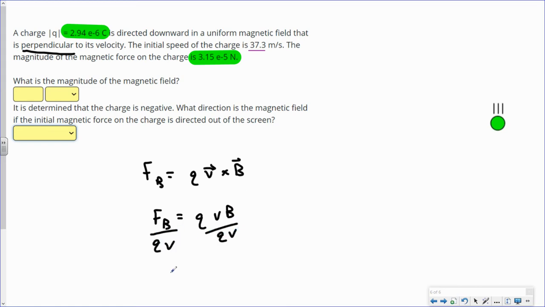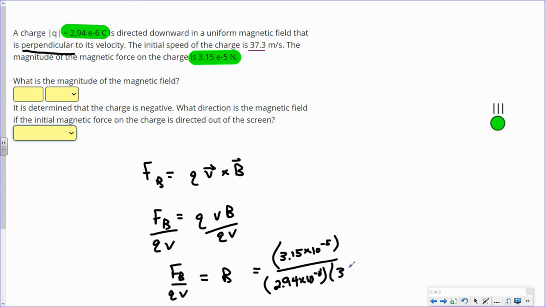we find that the strength of the magnetic field is equal to magnetic force divided by qv, where the magnetic force is 3.15 times 10 to the negative fifth newtons, divided by our charge, 2.94 microcoulomb, times the velocity, 37.3 meters per second. And we have a magnetic field of 0.287 Tesla.